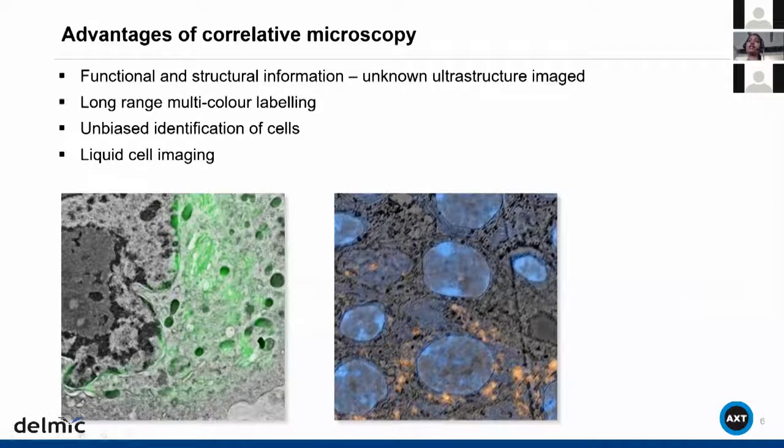On the left, you see an overlaid electron and fluorescence image, and on the right, you can see another overlaid image with multicolor labeling. So in blue and in orange, you can see different parts of the cell have been identified, and once again, in context of the cellular ultrastructure.